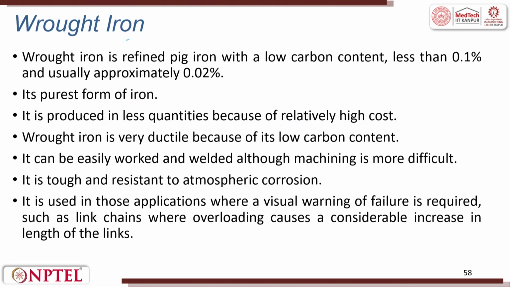Wrought iron. Wrought iron is refined pig iron, where the carbon content is very low, less than 0.1%, and usually approximately 0.02%. It is the purest form of iron. Why do you need the purest form of iron? You need it because after that you can start playing with the properties. It is produced in smaller quantities because it is relatively costly.